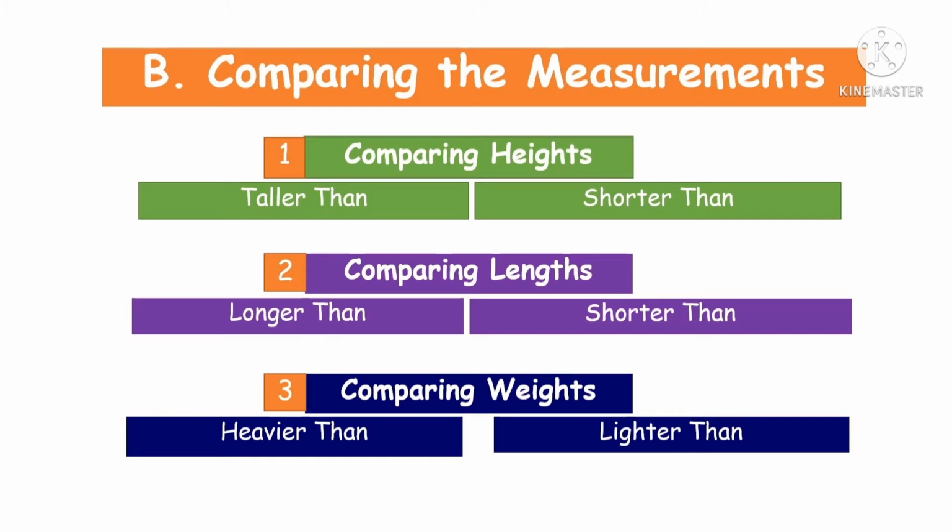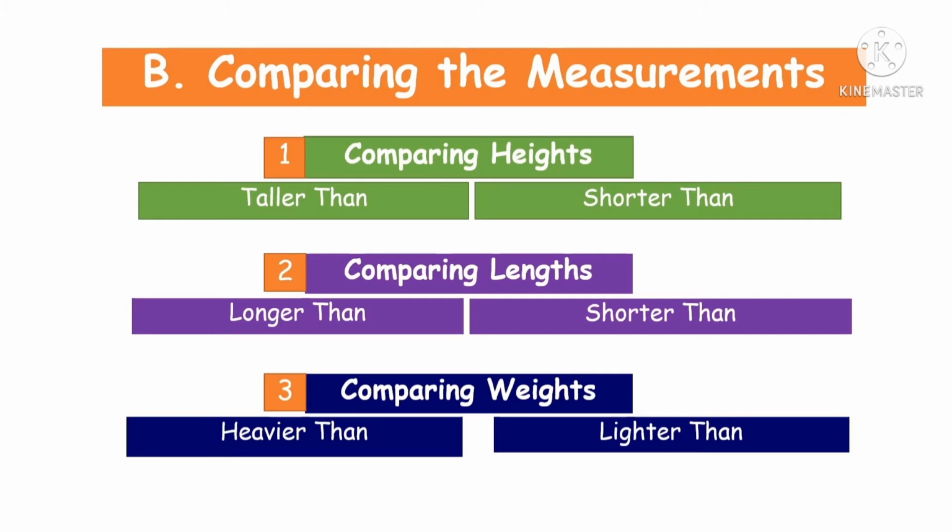When we compare the heights, we find one object is taller than or shorter than the other one, but they can also be of equal heights at the same time. Likewise, when we compare the lengths of two objects, one object can be longer than the other or shorter than the other, or they can both be of equal lengths. When we compare the weights of the objects, one object could be heavier than the other, or lighter than the other, or the objects could also be of equal weights.